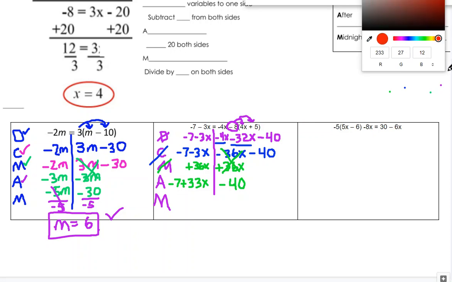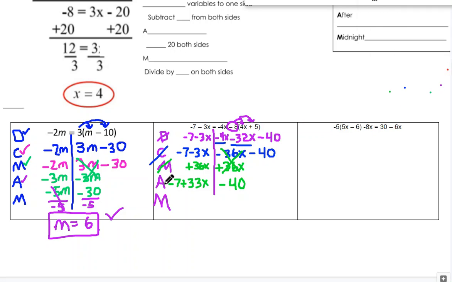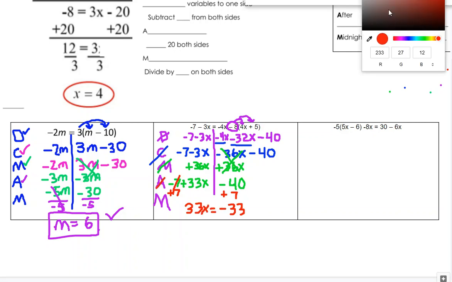All right, my next step is add or subtract. I do this with a number that does not have the variable next to it, so that would be this negative 7. Since that's a negative 7, I'm going to do a plus 7 to cancel it out and do the same thing over here. Negative 40 plus 7 will give me negative 33. Negative 33 on this side, the 7s canceled out, and I'm left with 33x. Okay, and I'm done with my adding and subtracting.